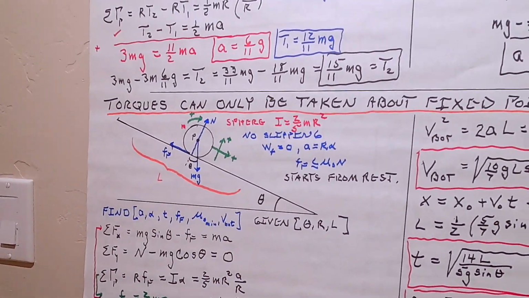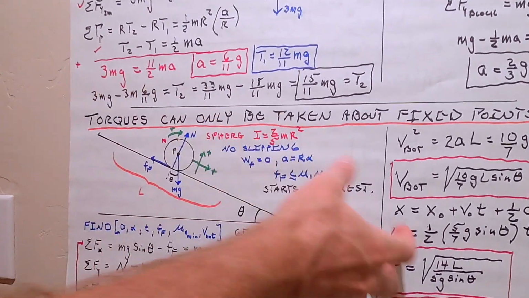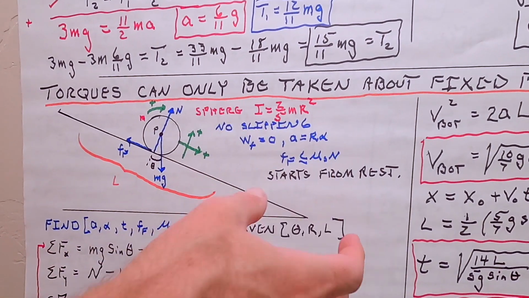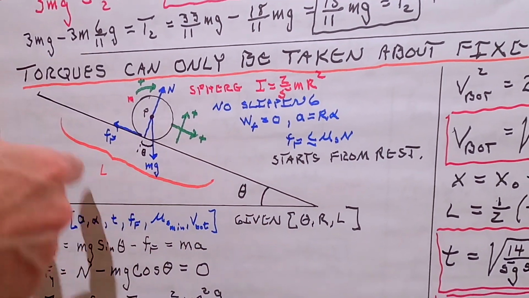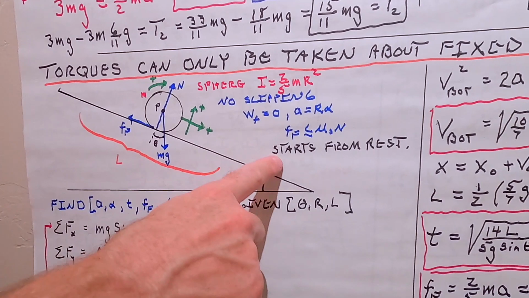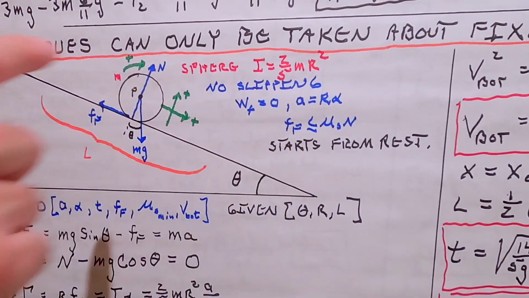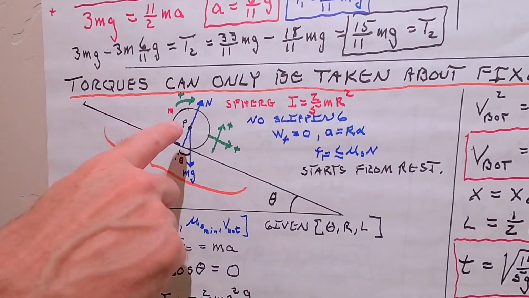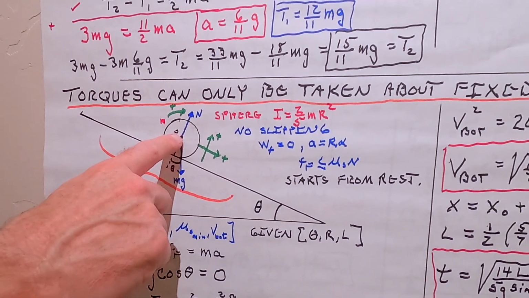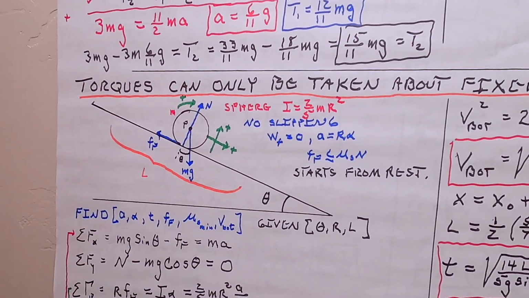Now here I just have a ball rolling down an incline, again not slipping. You notice that point is moving, but I can take torques about it because it is the center of mass. So I can take the torques about that spot.